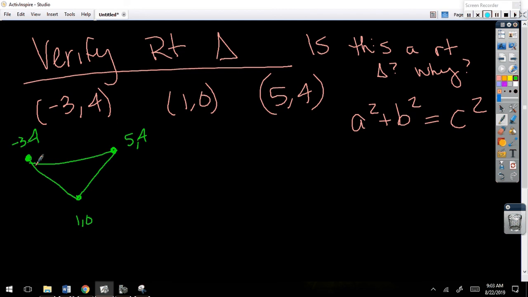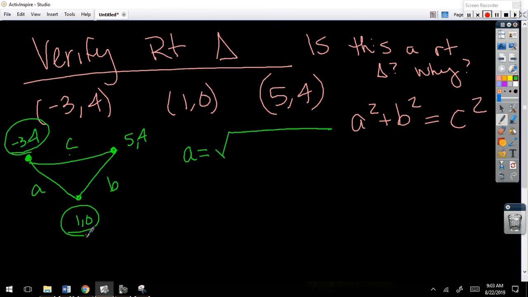Let's do this side first. We'll call this one A, we'll call this one B, and this one C, because you can kind of see which one's longer, right? Which one the hypotenuse is. All right, let's find A. Square root of, tell me what to do. I'm looking at this point and this point. 1 minus -3. Don't forget to square it. And then what about the y's? Either way. Yep, either way works. So crunch those numbers real quick and tell me what the side length of A is.